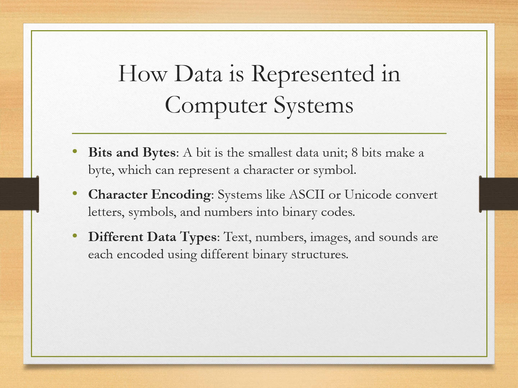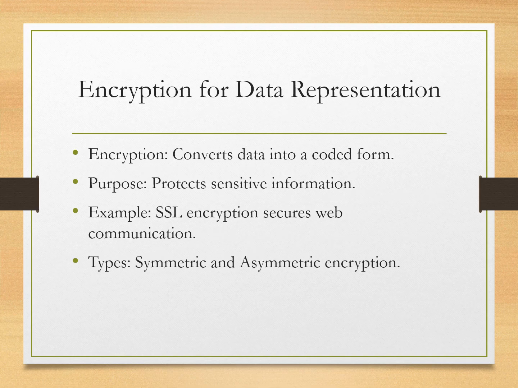Different data types like text, images, numbers, and sound each use a unique binary format to store and process equivalently. Now I'll briefly explain encryption in data representation. Encryption is the process of converting data into coded form so that only authorized users can understand it. Its main purpose is to protect sensitive information, especially during online communication. A common example is SSL encryption, which secures data between your browser and website, like during online banking.